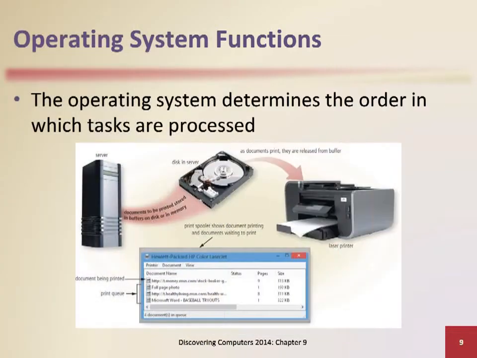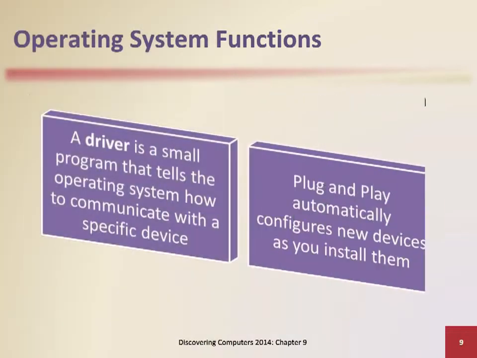One job of the operating system is to determine the order in which tasks are processed. A driver is a small program that tells the operating system how to communicate with a specific device, such as a mouse, keyboard, monitor, printer, or scanner. Each device attached to a computer has a driver. With plug and play, a new device is plugged in and the device can be used because the operating system has configured the device automatically.